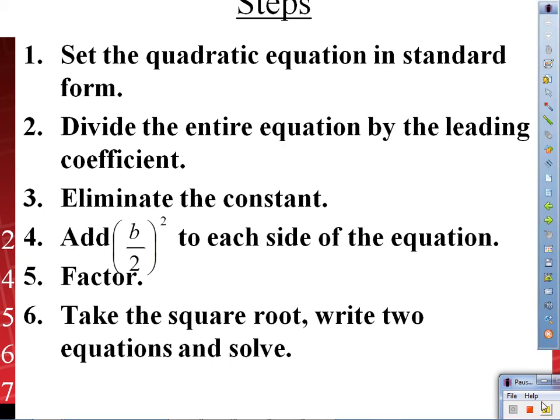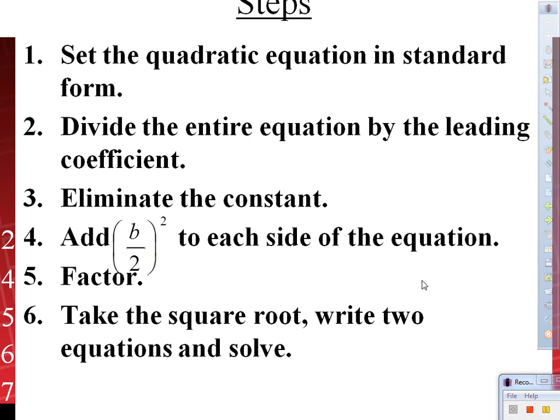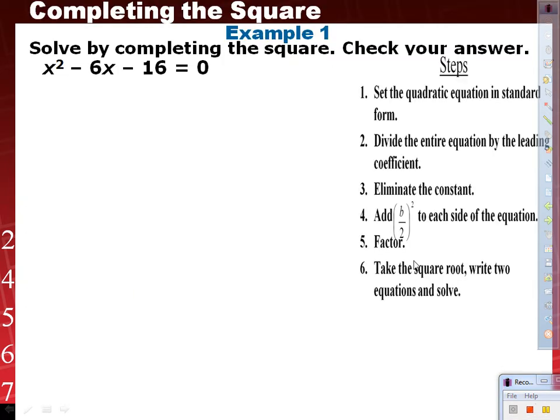Alright, we got the steps, yes? Turn your paper over. We're going to need a bunch of room, so we're going to start from the very top and copy Example 1. Example 1 says, solve by completing the square. Write that down. Check your answer. And then we have x squared minus 6x minus 16 equals 0. Copy that. As soon as you copy that, I'll go over it.